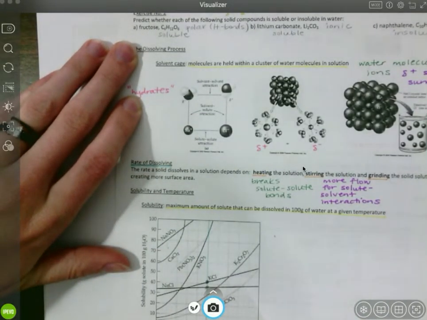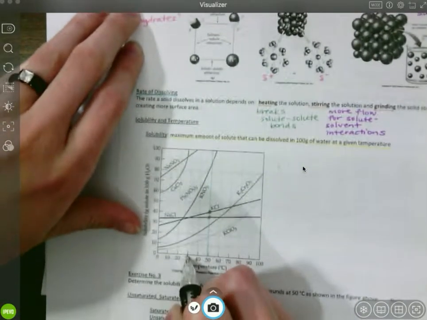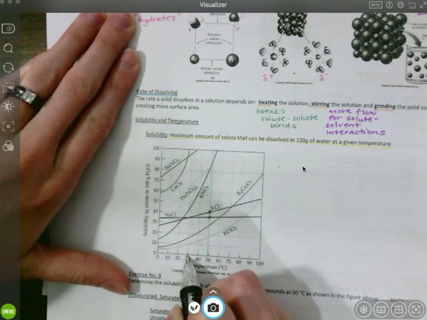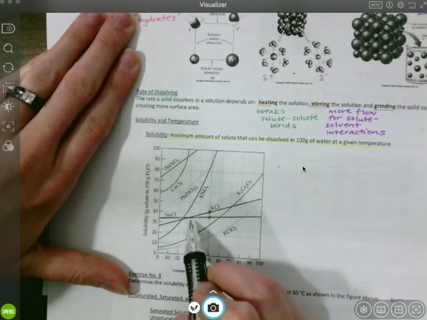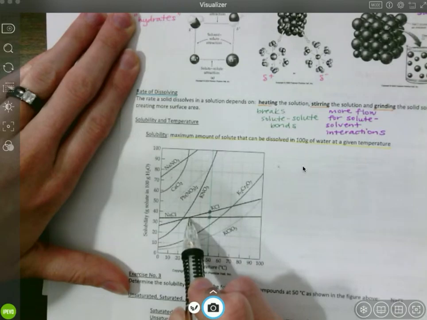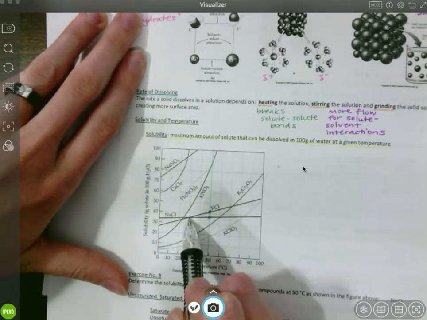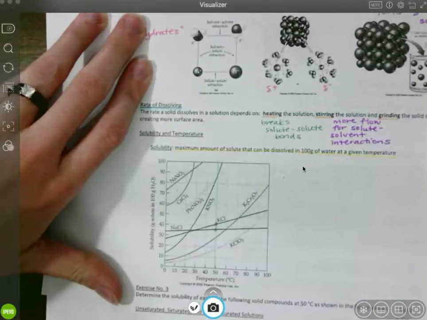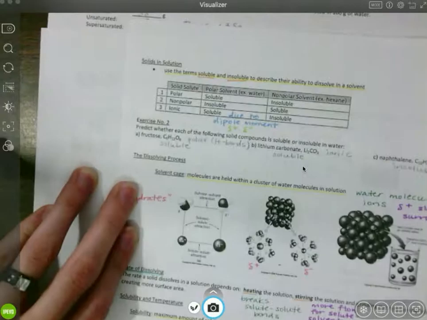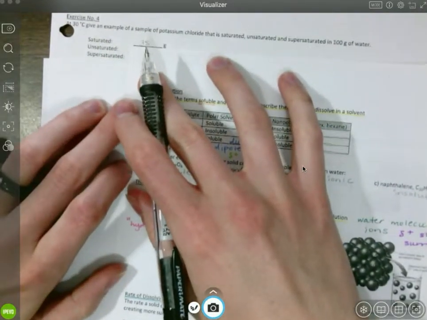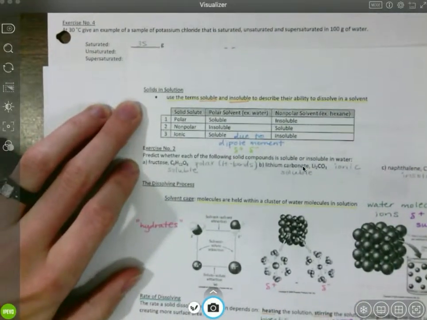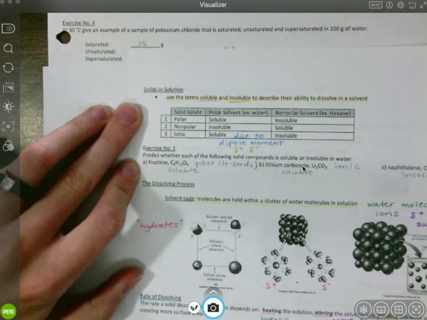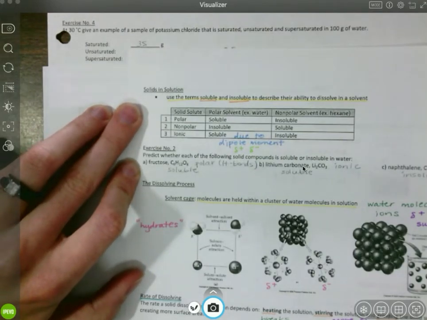So my 30 degrees Celsius is down here. I'm going up to where I hit the line, and that's this guy right here. So that is about 35 grams. So 35 grams is our saturated line. That is how much is going to dissolve in solution. We can't fit any more in while it's still dissolving.